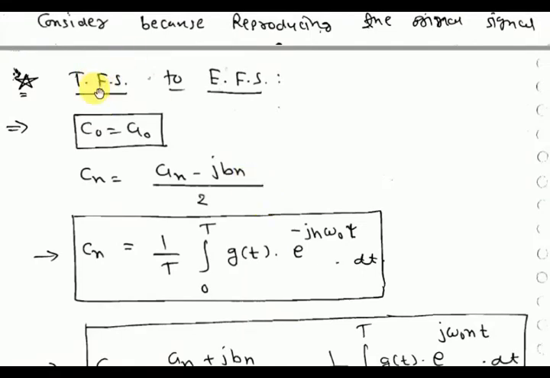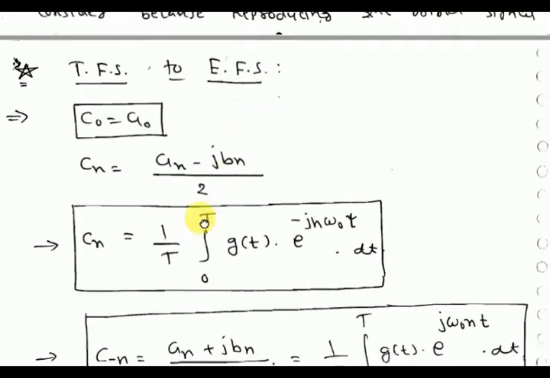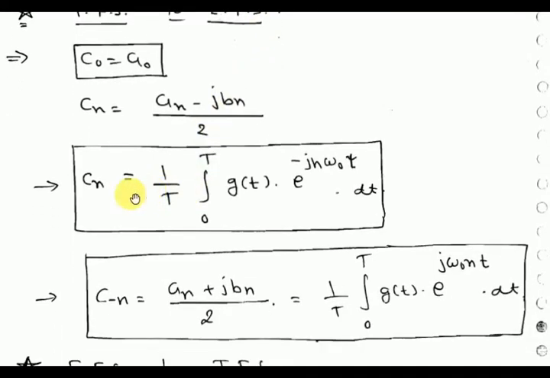Okay, how to convert exponential Fourier series to trigonometric Fourier series and vice versa. First of all, trigonometric Fourier series to exponential Fourier series. Here C naught and A naught formula is the same, so C naught equal to A naught. How to find Cn from An and Bn? Cn equal to An minus jBn by 2. You can derive it, but no need to derive here. It is very simple. Cn is equal to 1 by T integration 0 to T g(t) e to the power minus j n omega naught t dt.